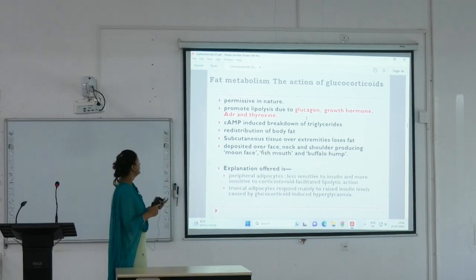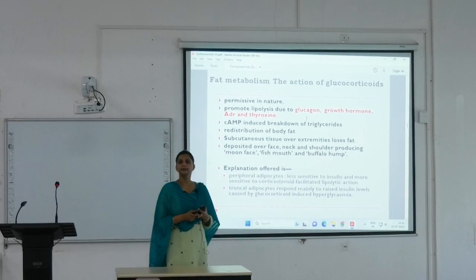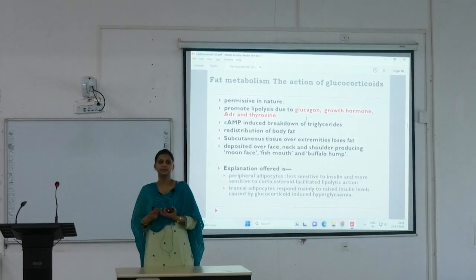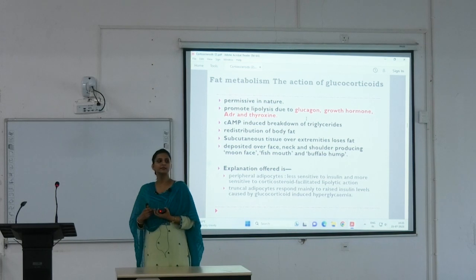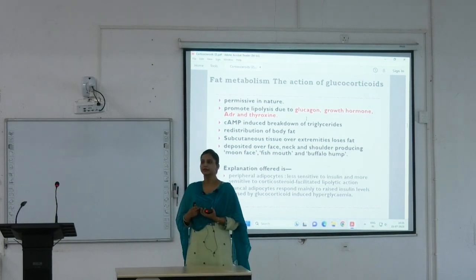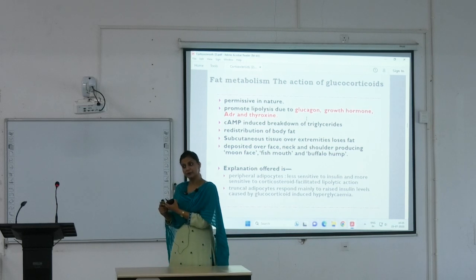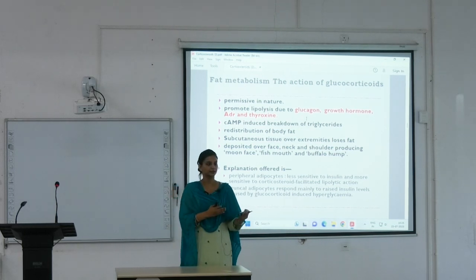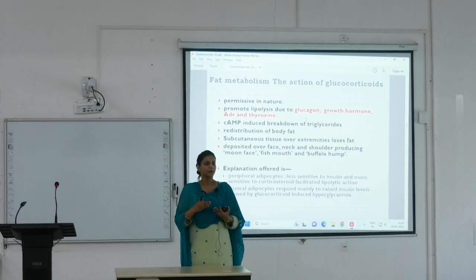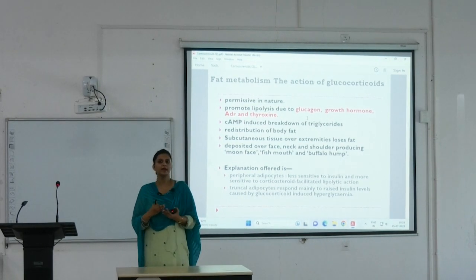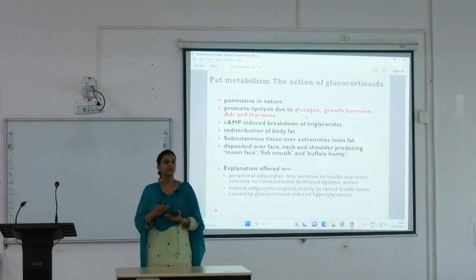Fat also, it is permissive in nature. What do you mean by the permissive action of the glucocorticoids? Permissive? Anyone? Permissive action. What do you mean by permissive action? একটা হয় direct action of a hormone, একটা হয় permissive action. Permissive মানে নিজে কাজ করে না, but other hormones বা receptor কে influence করে. Okay? তাহলে glucocorticoids has permissive action on adrenaline, growth hormone, thyroid hormones.